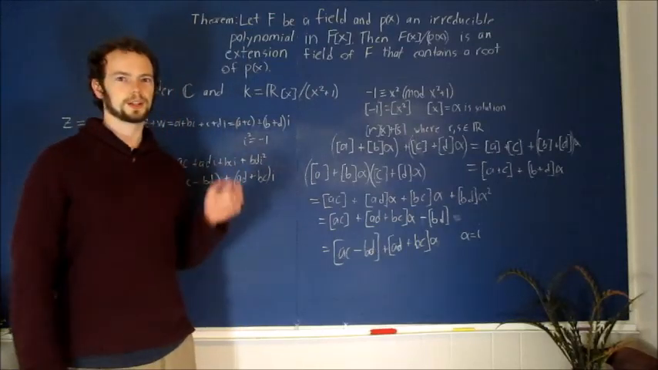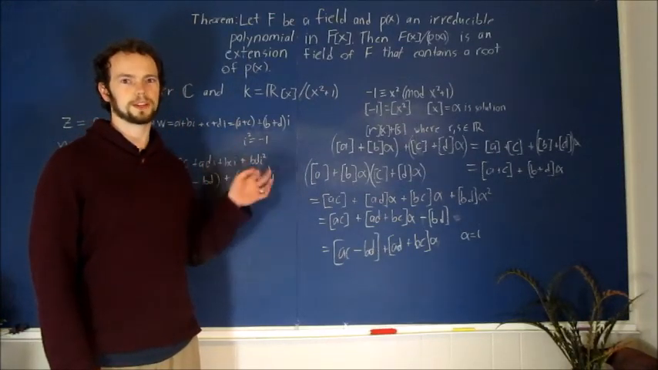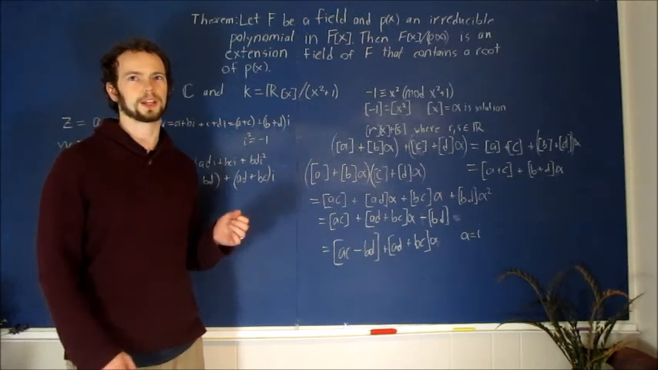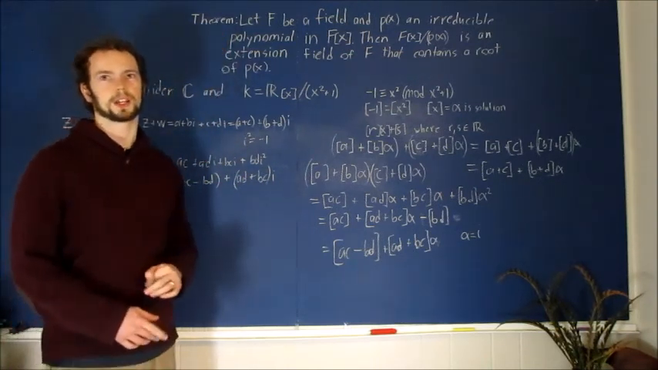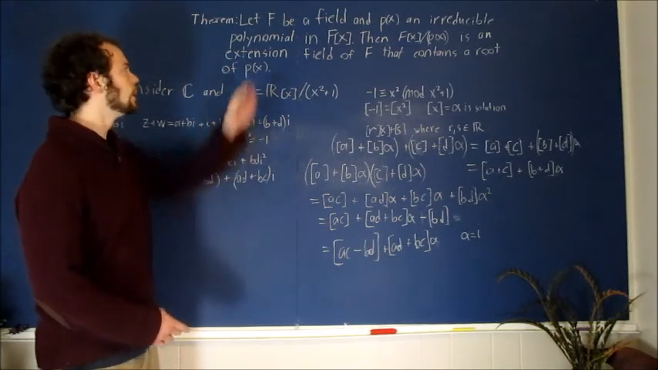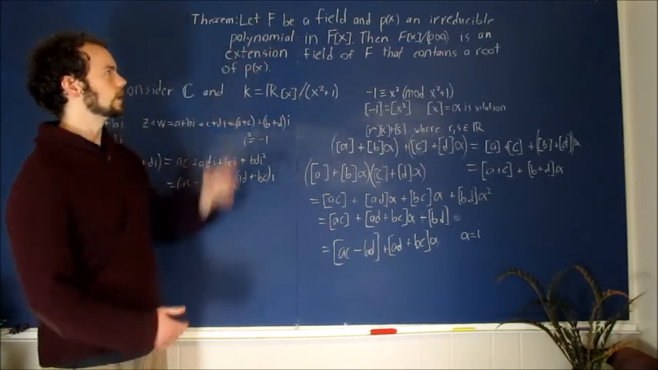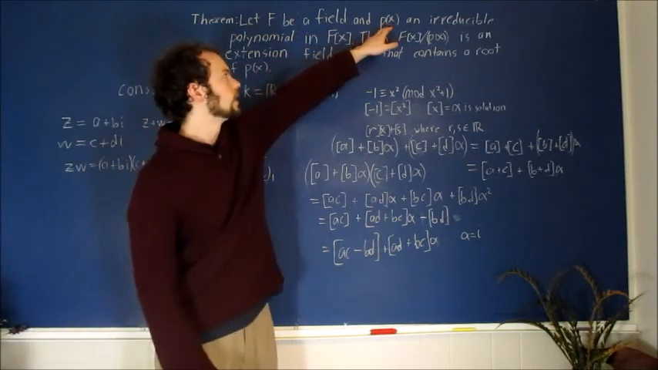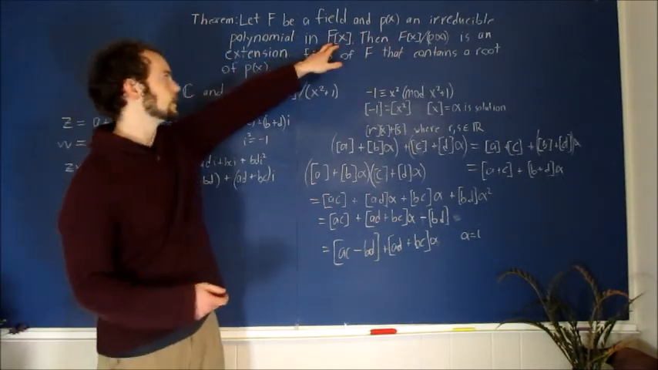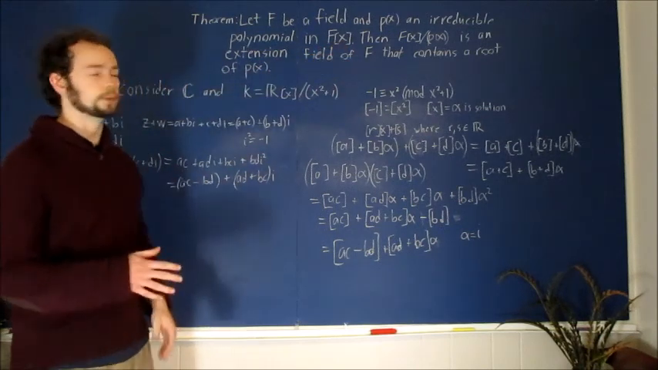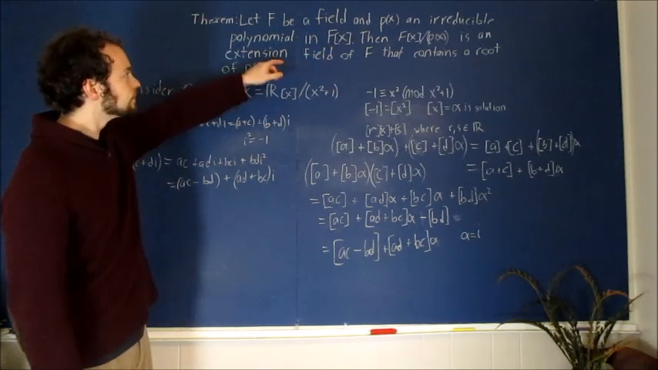Hello. Today we'll be going over one of my favorite results from abstract algebra. And it's related to this theorem here. This theorem first supposes that we have a field F and an irreducible polynomial p(x) in the polynomial ring F[x], right?